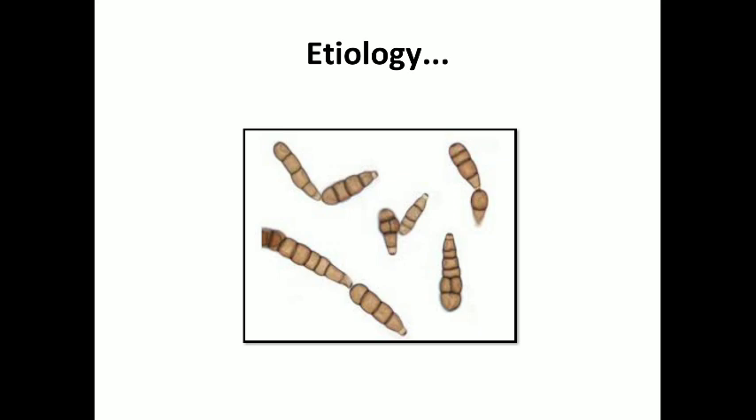In case of etiology, the conidiophores are erect and simple, and they give rise to conidia, which are shown in the picture. And these are cylindrical, muriform. Muriform means both transverse and longitudinal septa are found in this typical conidia. Then constriction is found at the septa, and these conidia are pale brown in color.